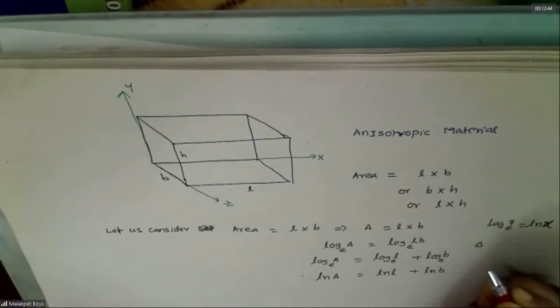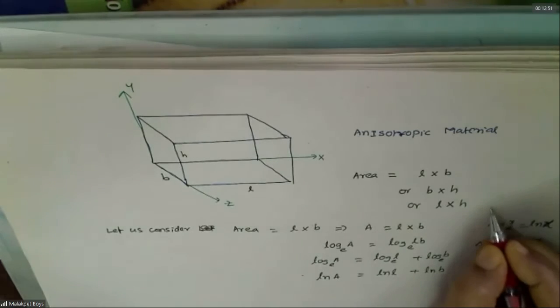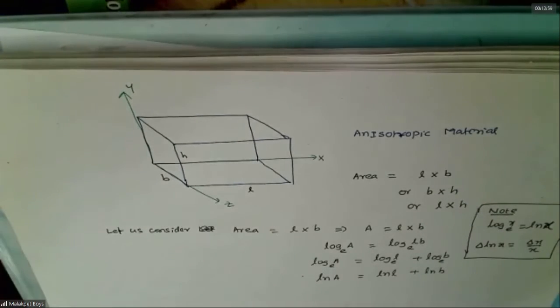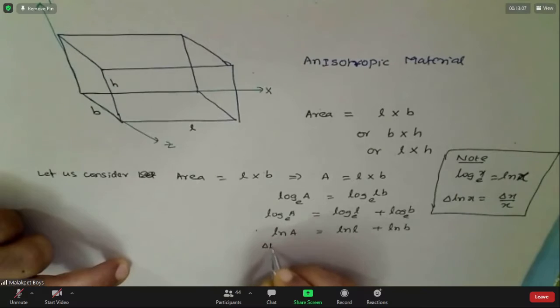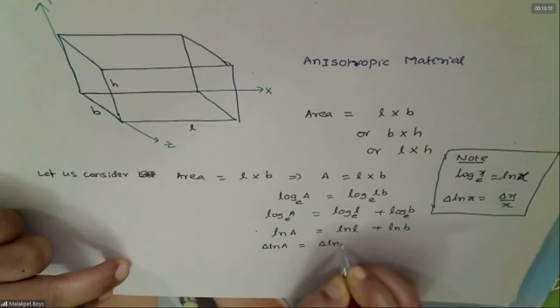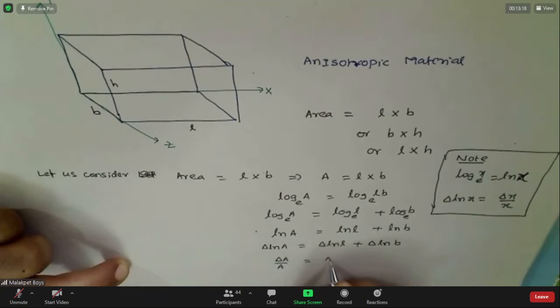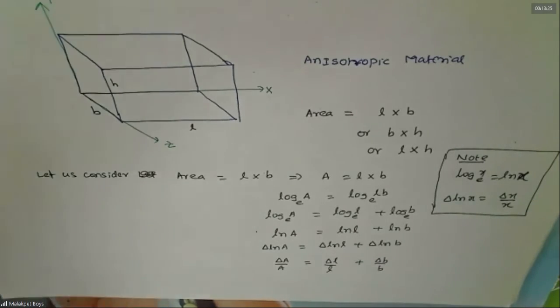Hello. Yes, sir. Change in ln x is delta x by x. In mathematics, and in the beginning I told you this. Now I'll take deltas throughout. If I take delta throughout, delta ln A equals delta ln L plus delta ln B. This is delta A by A, delta L by L. This is delta B by B. Understood this? Clear? Yes, sir. One minute.